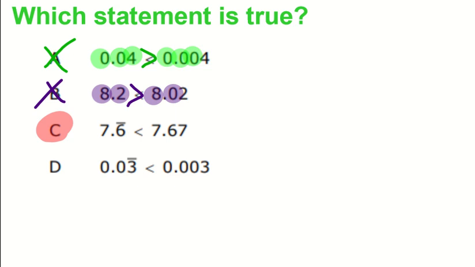For C, we got 7 and 7. We got 6 and 6. What's the next digit on this one? 6. That line means it's repeating, right? So we have an infinite amount of 6s if we need them. So when we go to that next digit, we got 6 and 7. Our inequality sign should be open to that 7. That makes that one correct. So we don't even have to look at D, but if we did, we got 0, 0, 0, 0, 3, 0. So like I said, that should be the other way.